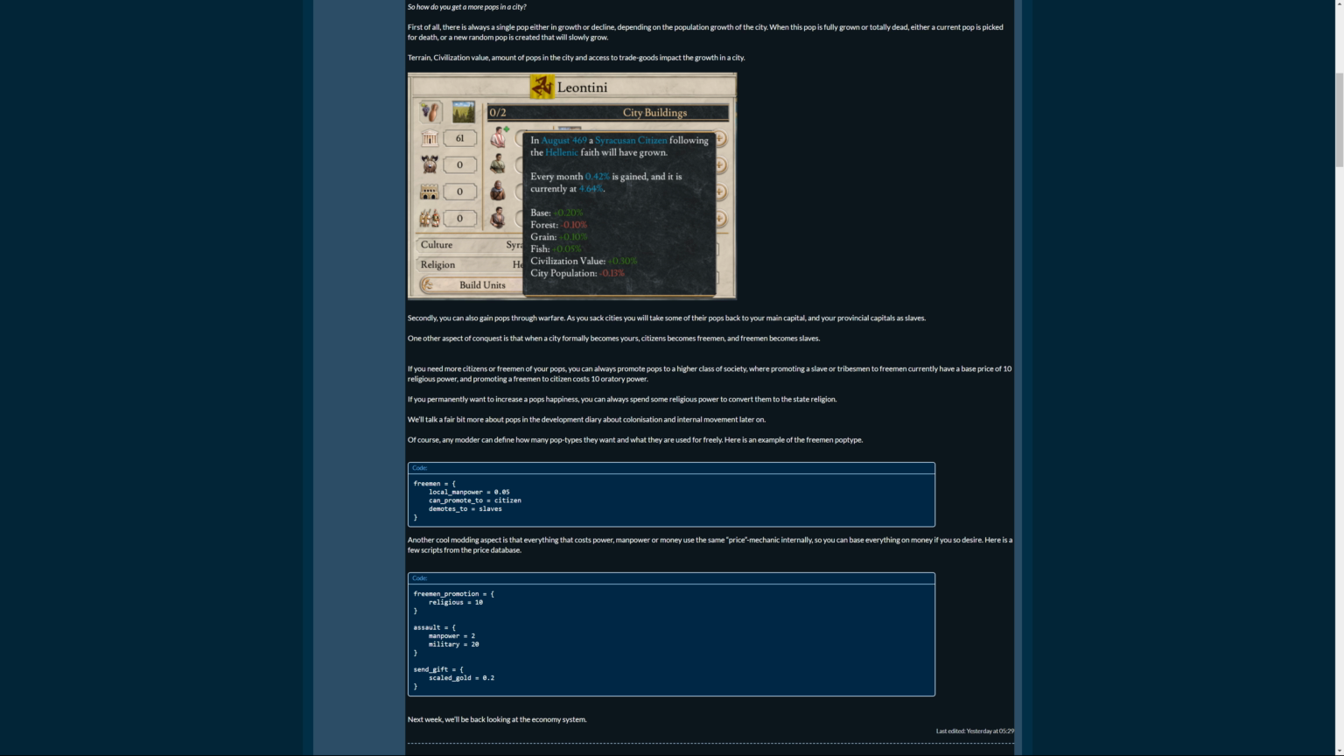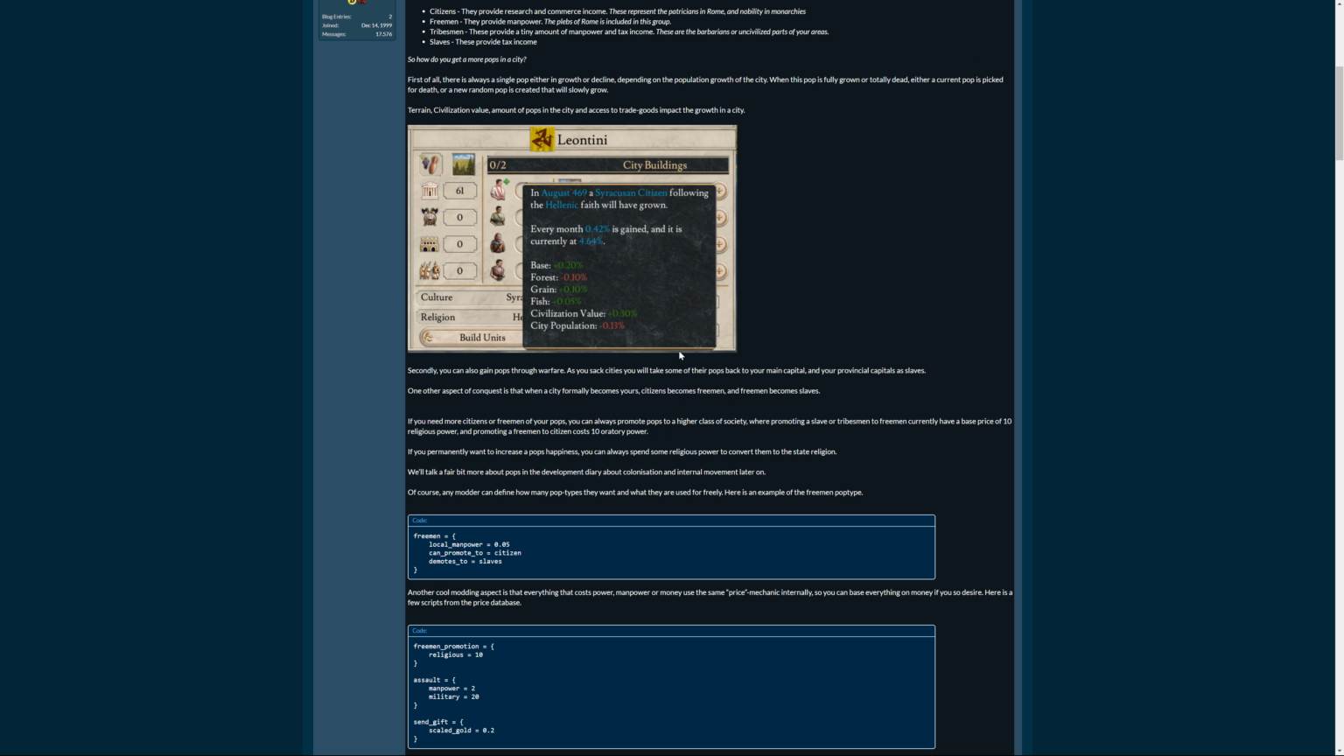If you need more citizens or freemen of your pops, you can always promote pops to a higher class of society, where promoting a slave or tribesman to freeman currently has a base price of 10 religious power, and promoting a freeman to citizen costs 10 oratory power. So through power you can level them up, so to say, lift them up. If you permanently want to increase a pop's happiness, you can always spend some religious power again to convert them to the state religion. That has also other positive things, probably lower unrest.